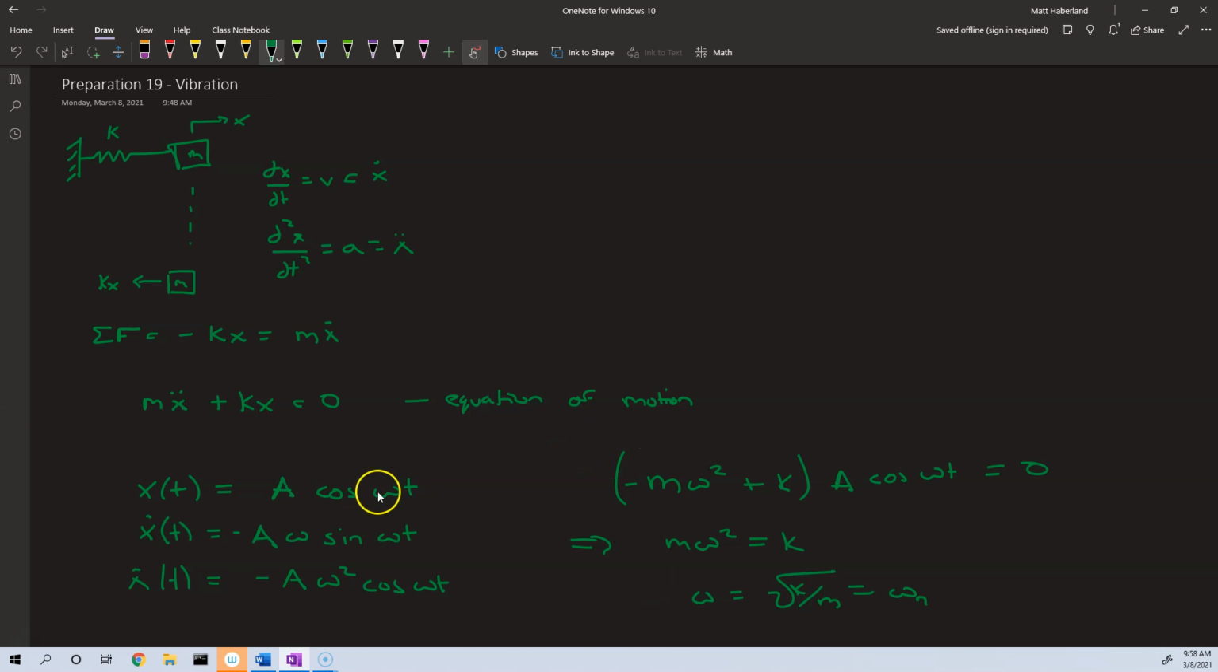So we guessed this is the solution. That told us something about omega. Now, where does A come from? Well, that all depends on your initial conditions. We still haven't plugged those things in. We got a general solution, a more general form of the solution, but we haven't figured out our solution for whatever our initial conditions are. In order to know the solution or the response as a function of time, you need to know where it was at time equal to 0.